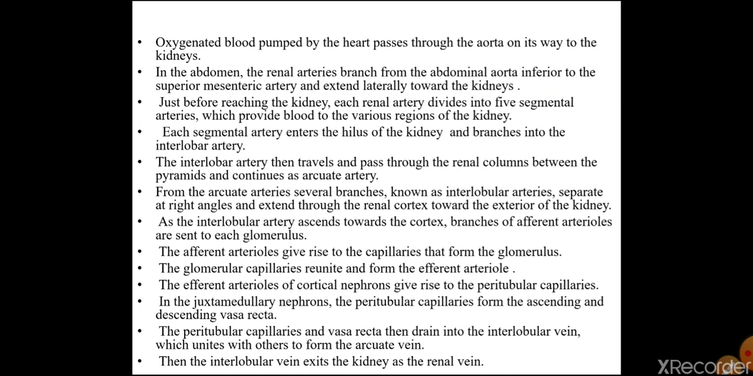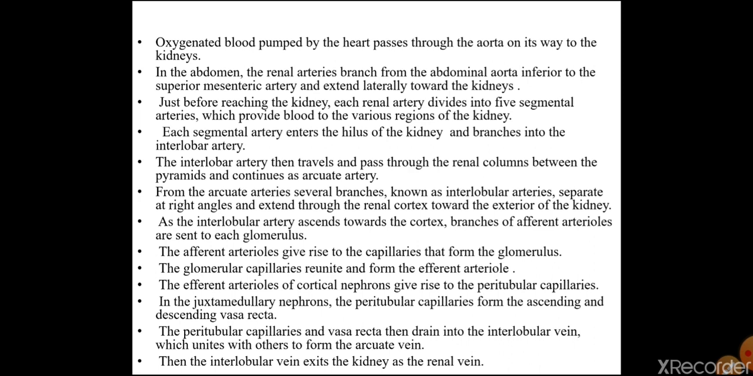As the interlobular artery ascends towards the cortex, branches of afferent arterioles are formed and sent to the glomerulus. These afferent arterioles give rise to capillaries that form the glomerulus, and from the glomerulus they unite to form the efferent arteriole, and the efferent arteriole will give rise to peritubular capillaries.